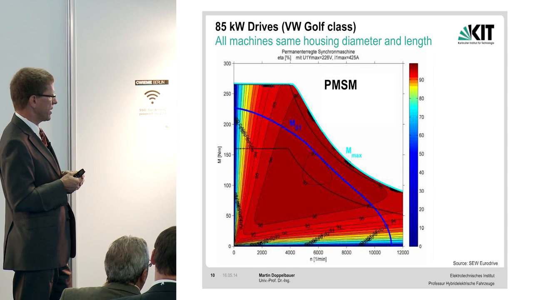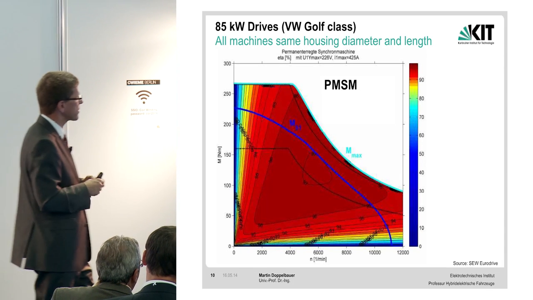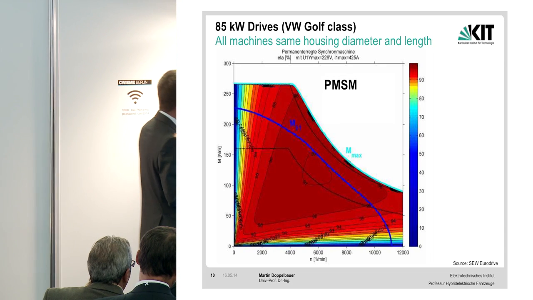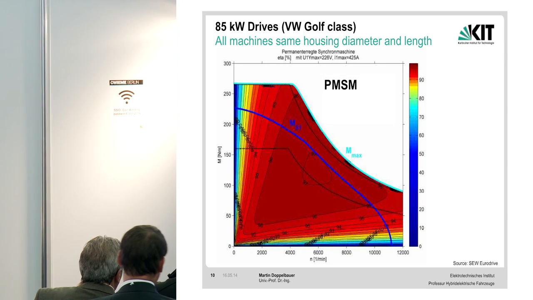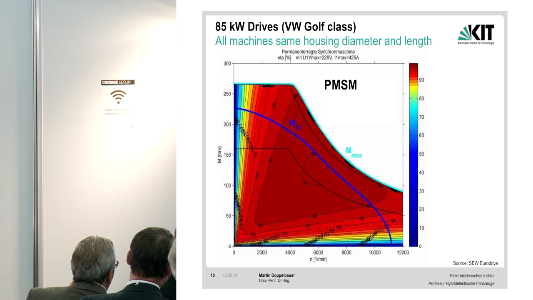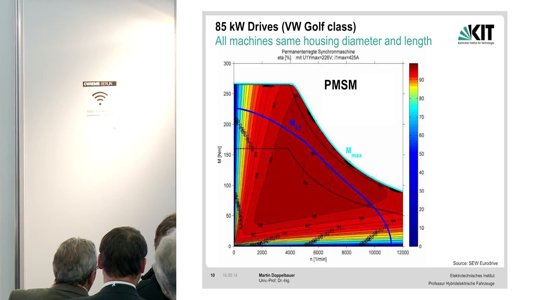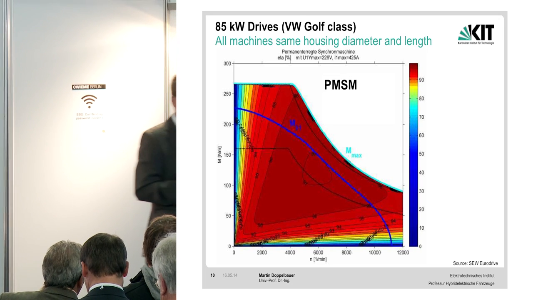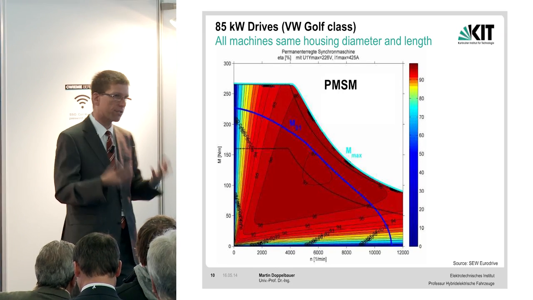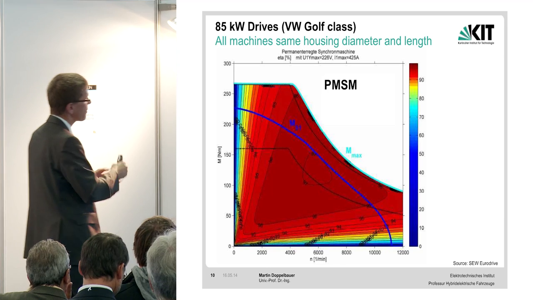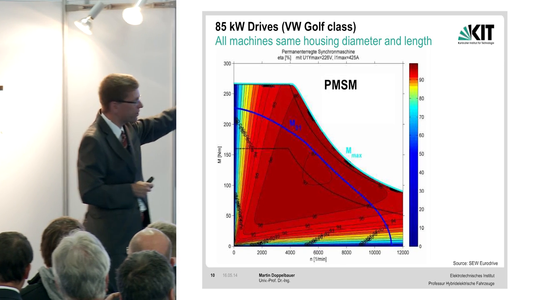What you can also see, and that's quite, let me first continue to explain the graph. Then you see the field weakening range, which is the range where the maximum torque reduces. You see the constant torque range, you see the continuous torque range, which is the blue curve. This is the torque we can deliver continuously. Everything above the dark blue curve is just short time.